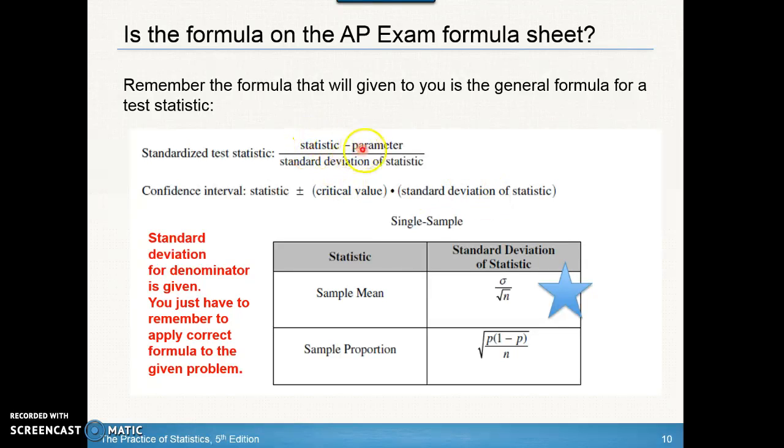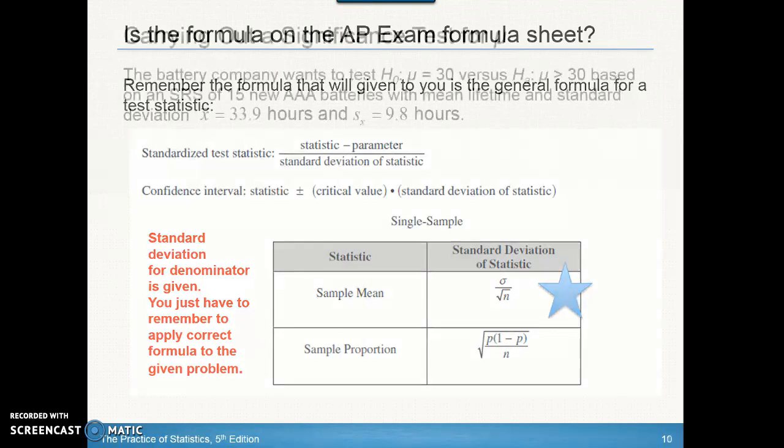If we're talking about x bar, parameter mu, in this case, since we're talking about sample means, that's the standard deviation of the statistic. You're just going to have to know whether or not you have the population standard deviation. If you don't, you're going to replace that sigma with S of x.